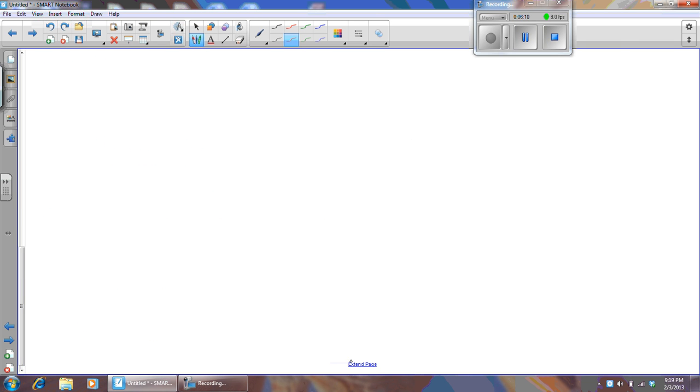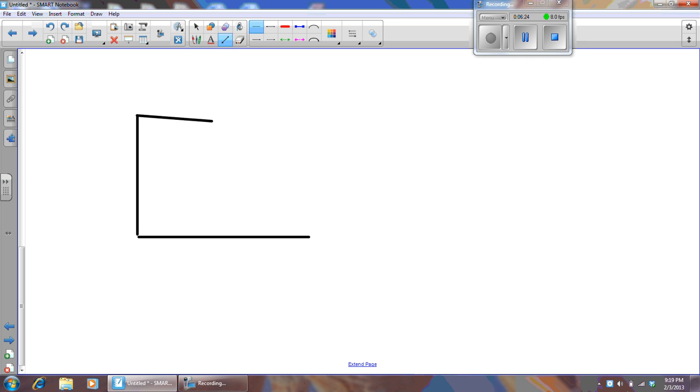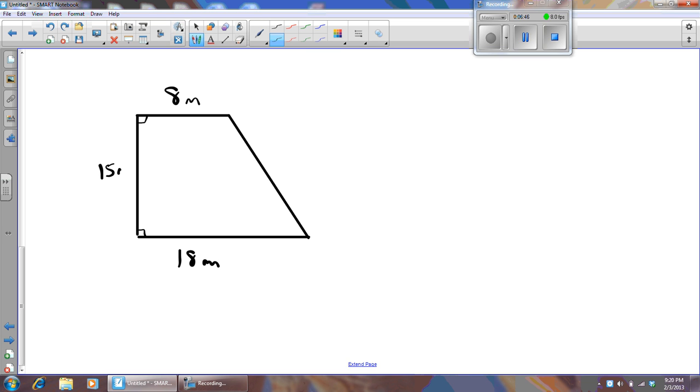All right. So to find the area of a trapezoid, we average the bases, right? So if I had a trapezoid that looked like this, say, this is called a right trapezoid. Okay. And we knew the measurements were, say, 8 meters, and we'll make this, I don't know, 18 meters. Get our right angles here, and maybe that's 15 meters.